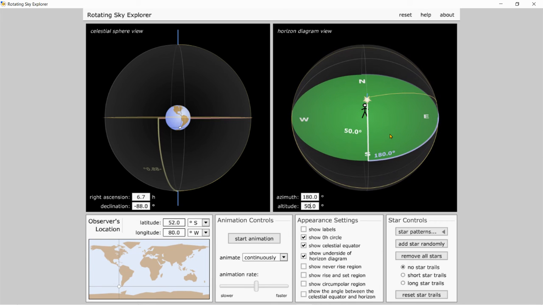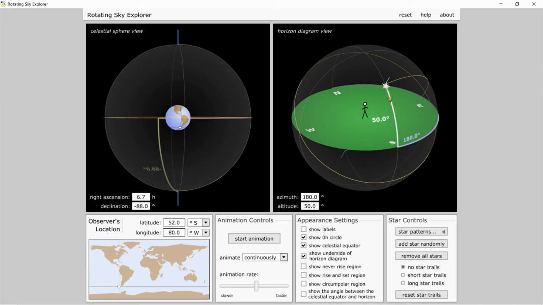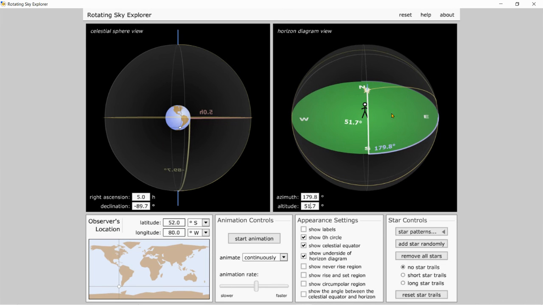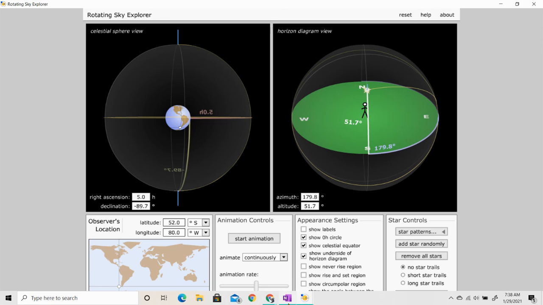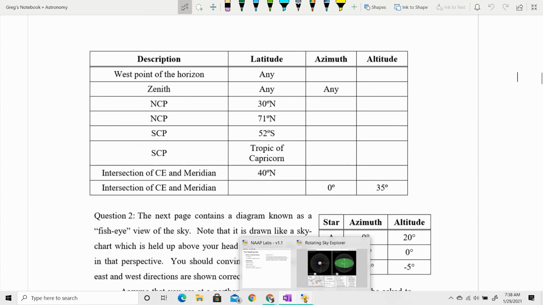Guessed that pretty good. So for the southern hemisphere, the southern celestial pole, looks pretty good right there. We're at 180 or 179.8 and 50. Looks like 51.7. It's close enough again. So 179 and 51.7 there.